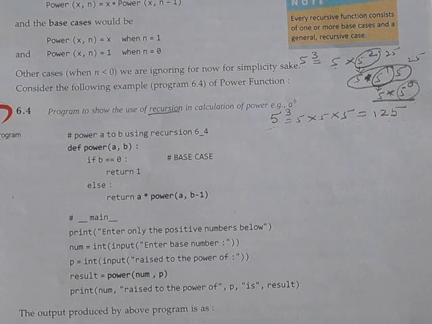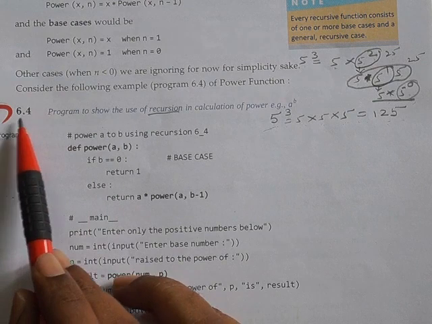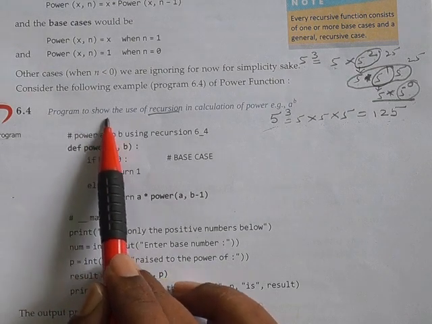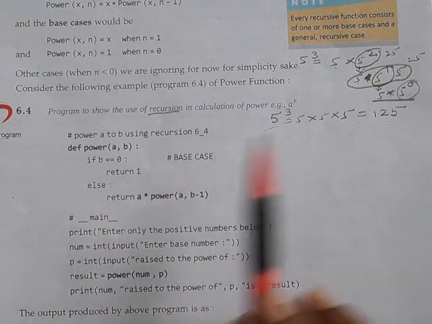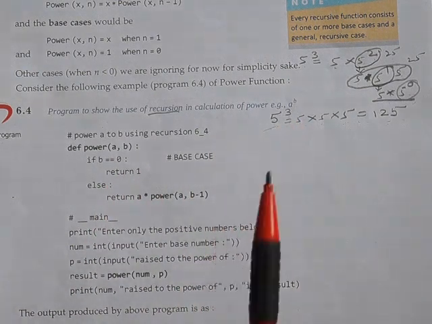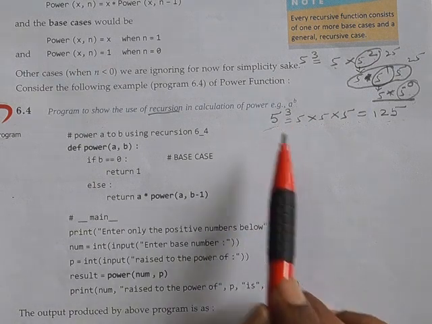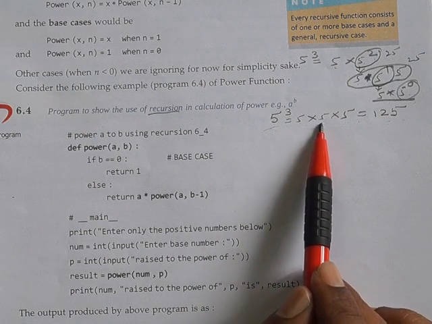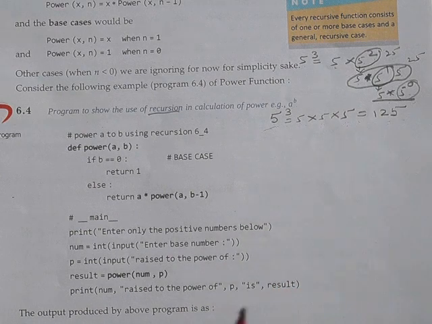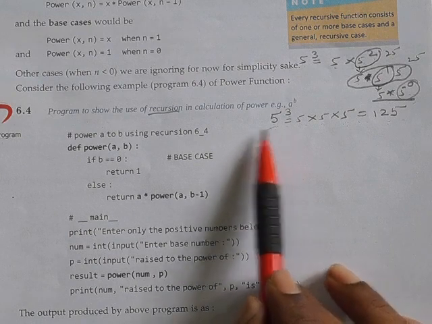So good morning students, it is a computer science class. Take page number 213, chapter 6, recursion. See program number 6.4, program to show the use of recursion in calculation of power, a power b. Example, 5 power 3. So 5 has to be multiplied 3 times, so 5 into 5 into 5 is equal to 125. This is the usual method.